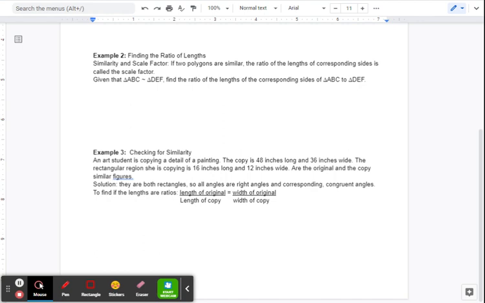I need to, what do we call that, Tristan? Simplification. I need to simplify. I need to bring it down so I can divide a 4 out of both. 16 divided by 4 is 4. 12 divided by 4 is 3. So AB to DE is 4 to 3. That's how much smaller I'm making that triangle. That's the ratio of how much smaller it is.